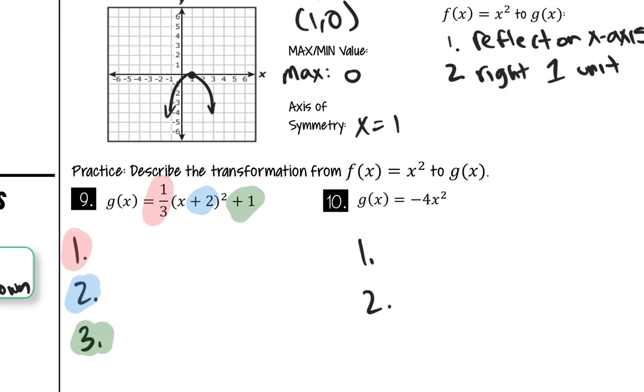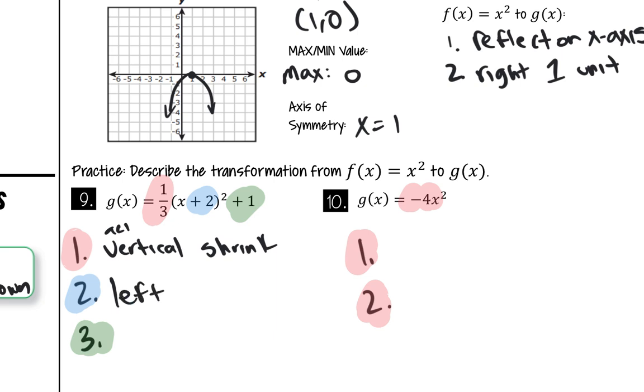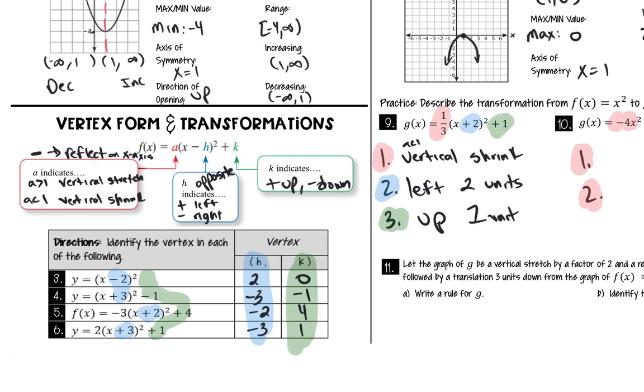This next one has 2 transformations, the negative and the 4. That 1/3 is less than 1, so it's a vertical shrink. The +2 moves it to the left 2 units, and +1 moves it up 1 unit. I did all of that just by looking back at this right here. +2 is to the left, +1 is up, 1/3 is less than 1, so it's a vertical shrink.